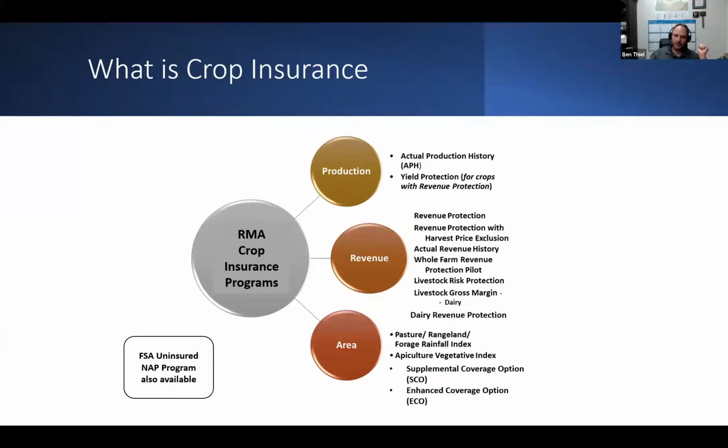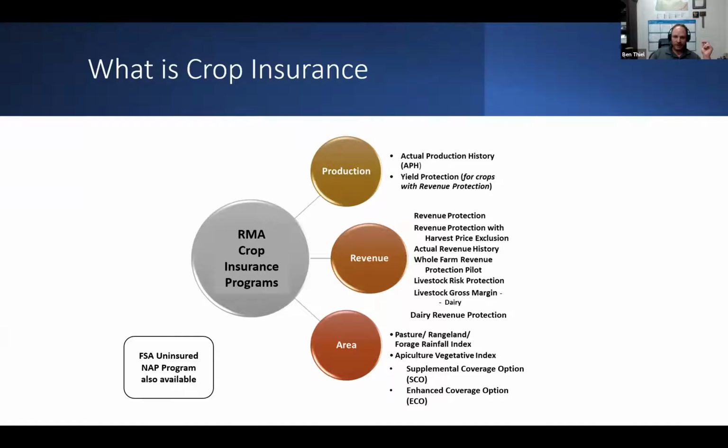So what is crop insurance? I list the various realms of what crop insurance can be as far as the types of plans of insurance. It provides protection from production loss, price decline, or a combination of both for individual commodities. There are production and revenue plans of insurance, which are based on producers' actual history, not what's forecast for them to produce. It's what you've produced in the past that becomes your history on the land for producing that crop.